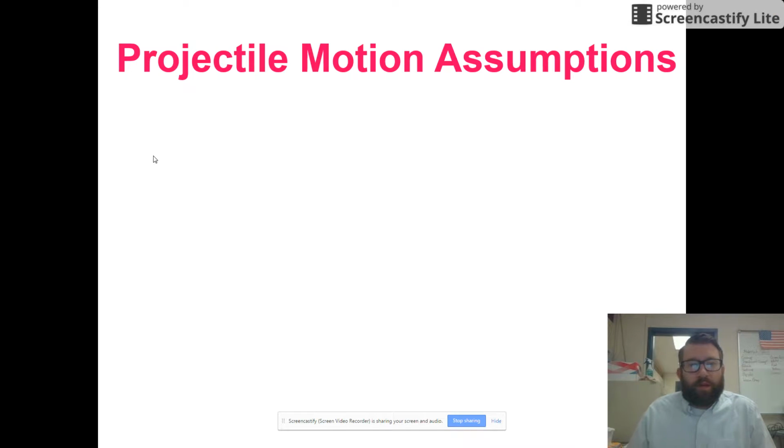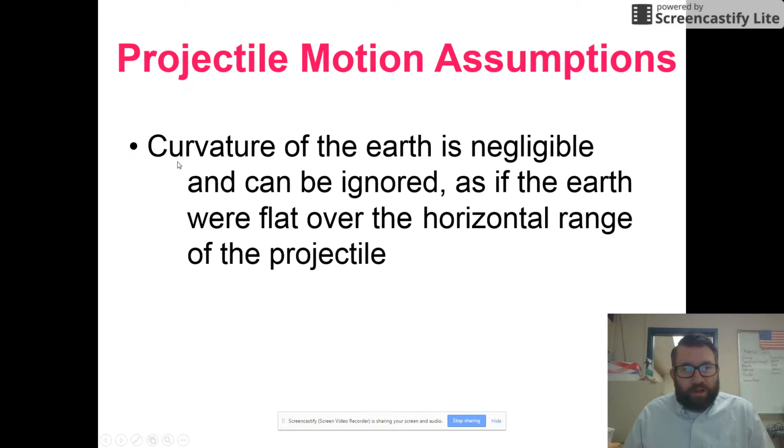All right, so we last left off with assumptions of projectile motion. This is part 2 of the kinematics presentation. So number 1, the curvature of the Earth is negligible and can be ignored. So we're assuming that the Earth is flat over the horizontal range of the projectile.